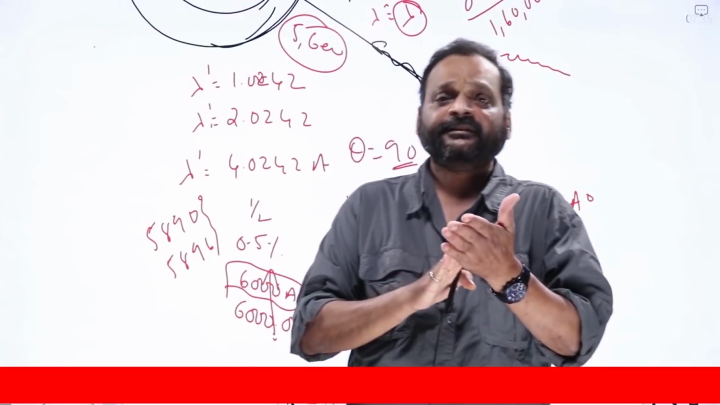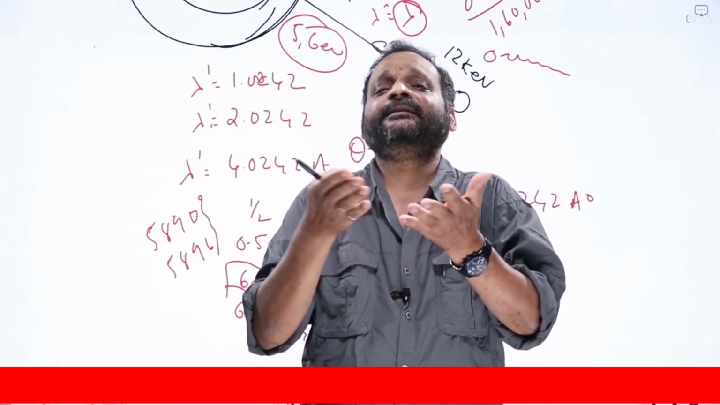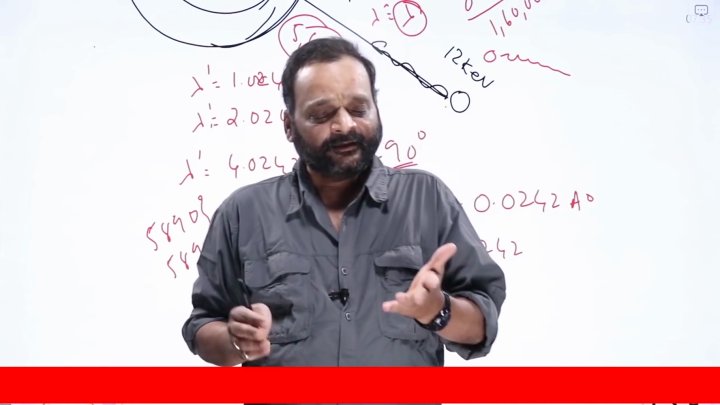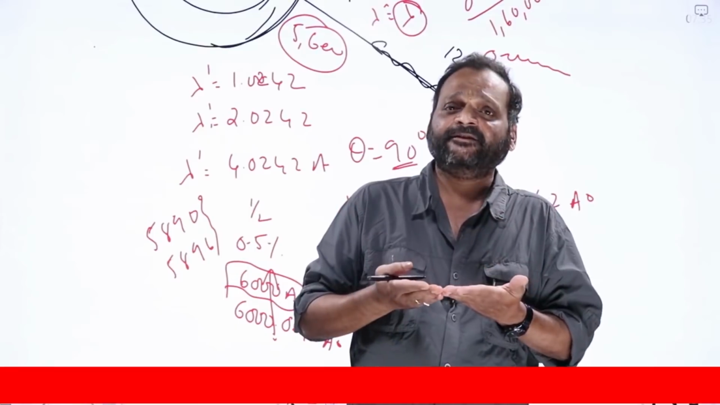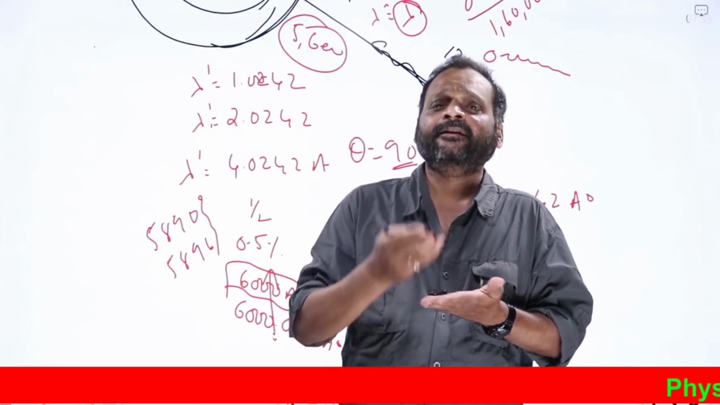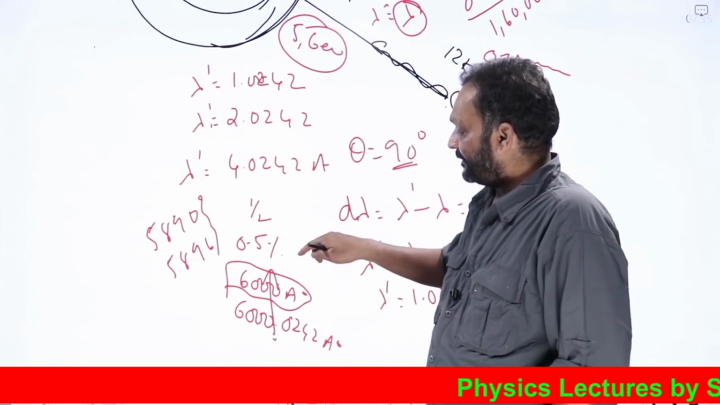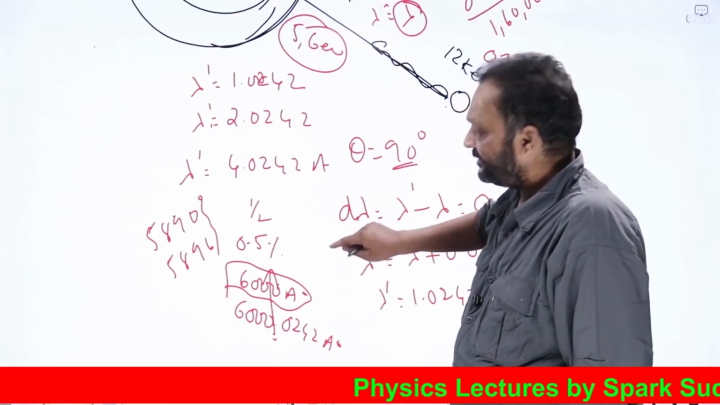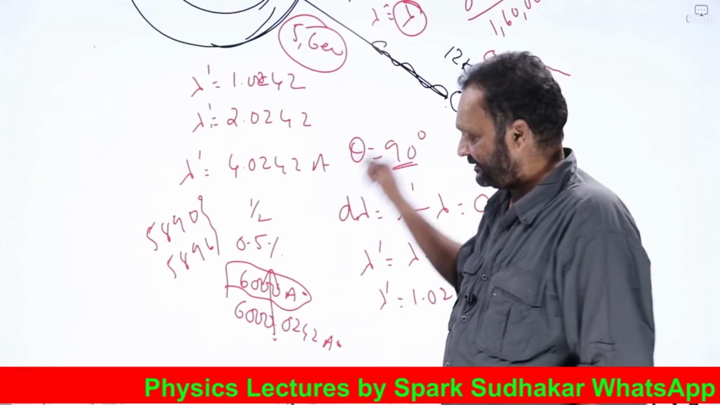So why is the Compton effect not done with visible light? Because the percentage change in wavelength is extremely small. If I use X-rays, I get at least 2%. Even with X-rays I am not getting 50% or 100% change. What is the maximum possible change? 2% or 4%, that's all. So the Compton effect is not done with visible light. For this reason we use X-rays.